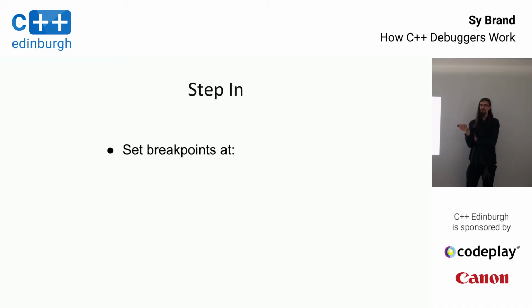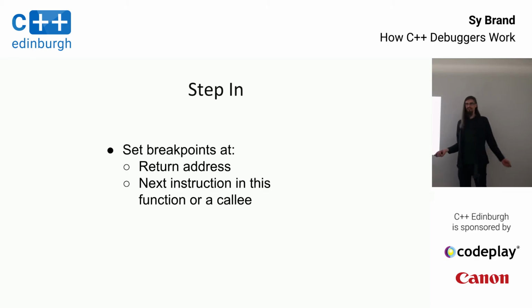So if you want to step in, well then you can set a breakpoint at the return address, just in case you're actually at the end of your function and you need to return. And then you set a breakpoint at the next instruction in this function or callee. Does that sound simple? It's not simple. This takes a lot of engineering effort to get right.